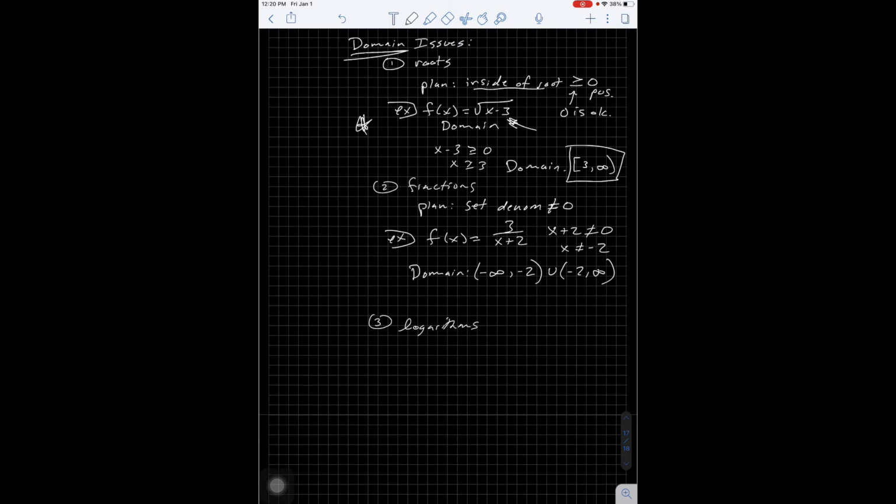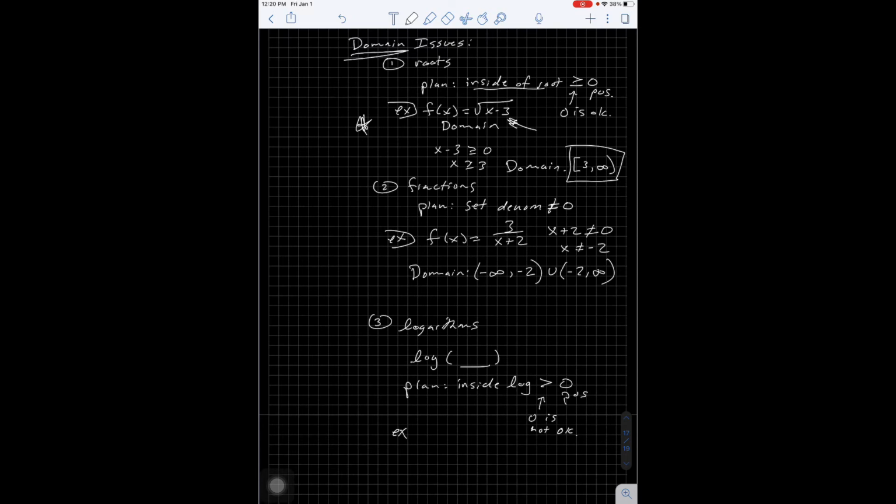All right, and then the last one is logarithms. Now, we haven't studied those yet, so we'll come back to this when we're in the logarithmic section and review this again. But logarithms are similar to roots in that when you're taking the log of something, you cannot log a negative or 0. So the plan for logarithms is you're going to take the inside of what you're logging and make it strictly greater than 0. So what you're saying is, hey, this has to be positive and 0 is not okay.